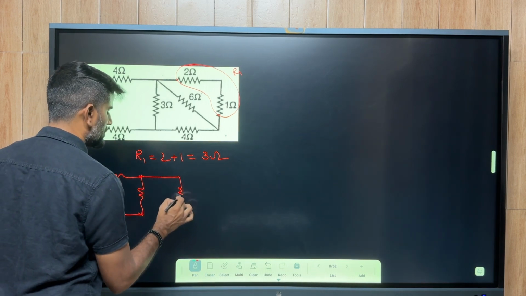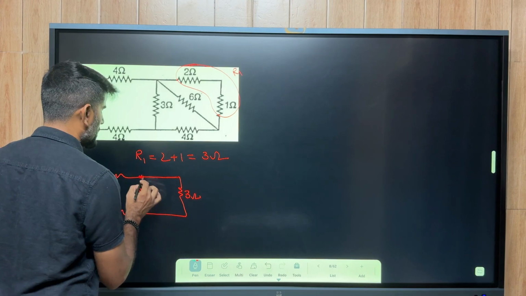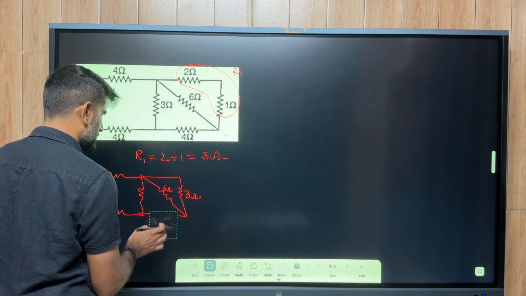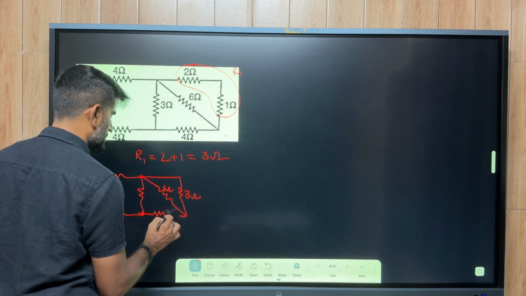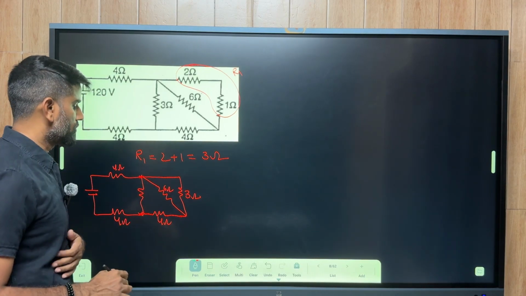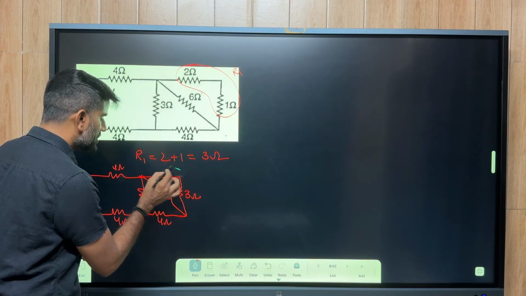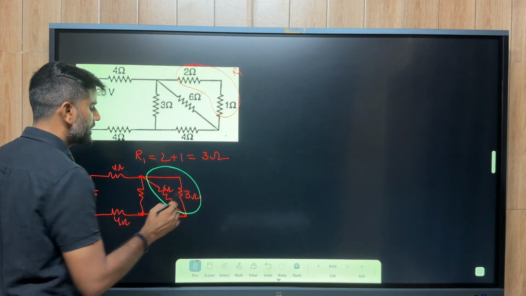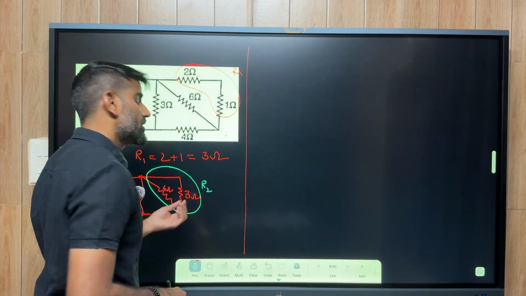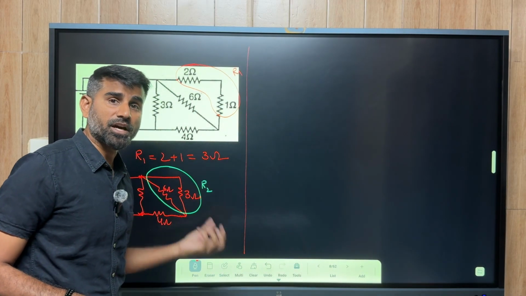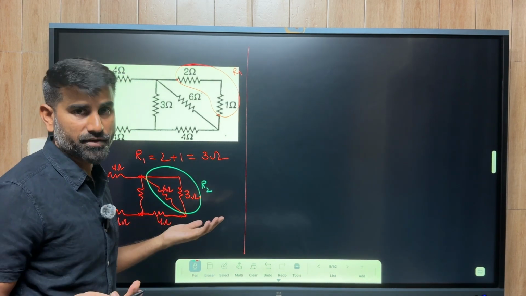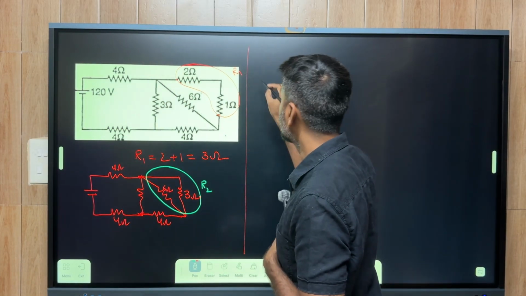and here we have 3 ohms, and here we have 6 ohms, and here also we have one more resistor, 4 ohms. This is 4 ohms, this is also 4 ohms. As you can see, now these two resistors are in parallel, I'm taking it as R2. We already know how to find the equivalent resistance when the resistors are connected in parallel. The formula is simply R equivalent is equal to 1 by R1 plus 1 by R2 plus 1 by R3, whole inverse, right?